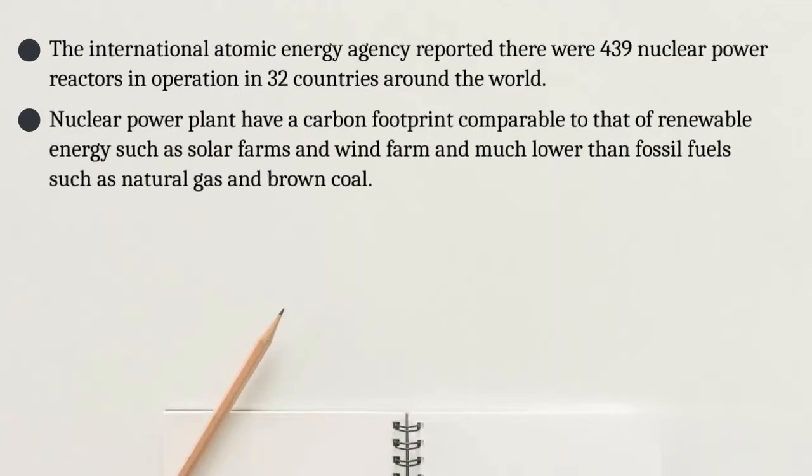The second last point of the introduction is that the International Atomic Energy Agency reported there were 439 nuclear power reactors in operation in 32 countries around the world. Last, nuclear power plants have a carbon footprint comparable to that of renewable energy such as solar farms and wind farms, and much lower than fossil fuels such as natural gas and brown coal.